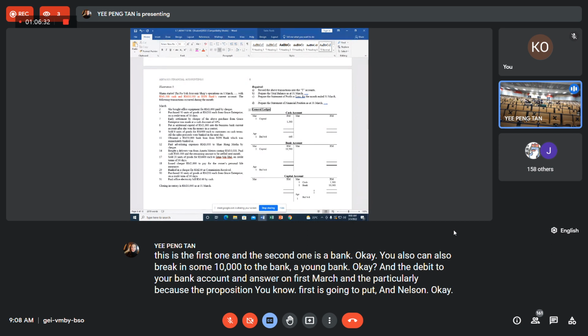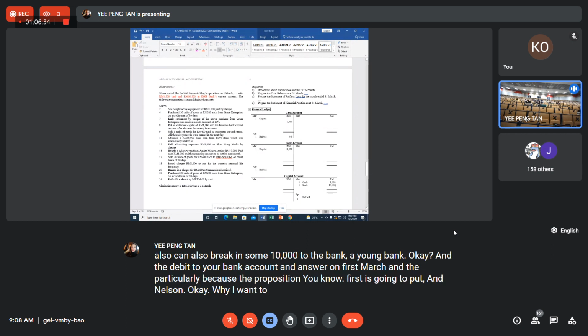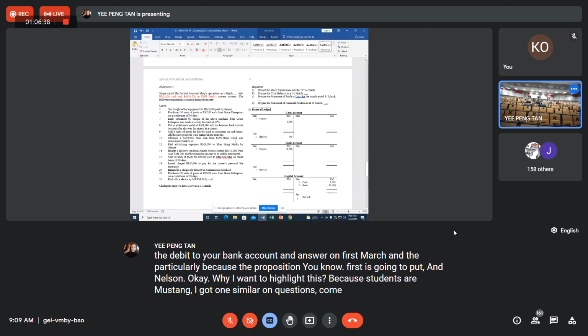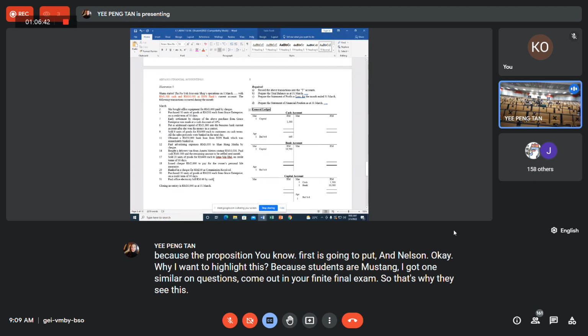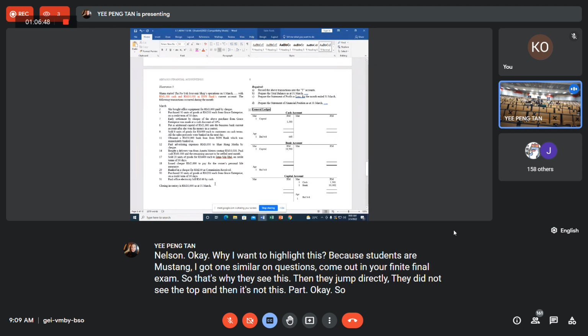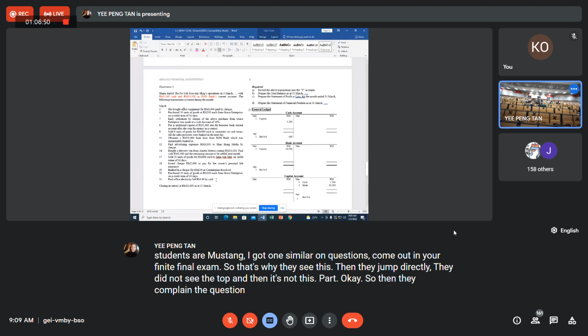Okay. Why do I want to highlight this? Because last time a student got a similar question in the final exam. Students see this, then they jump directly to here. They did not see the top header, so they miss out this part. Then they complain the question has a problem. All right, so I want you to highlight this.